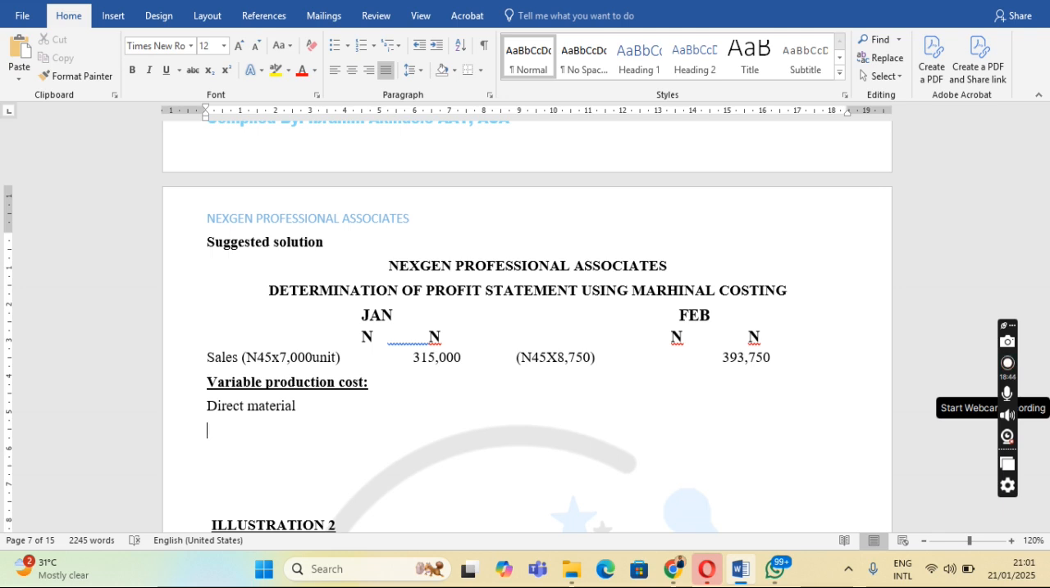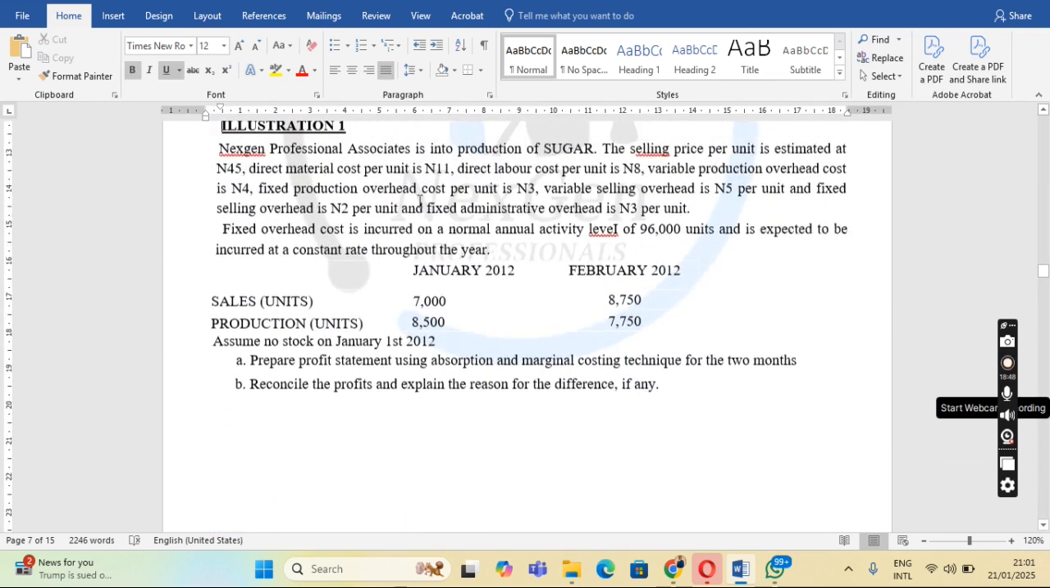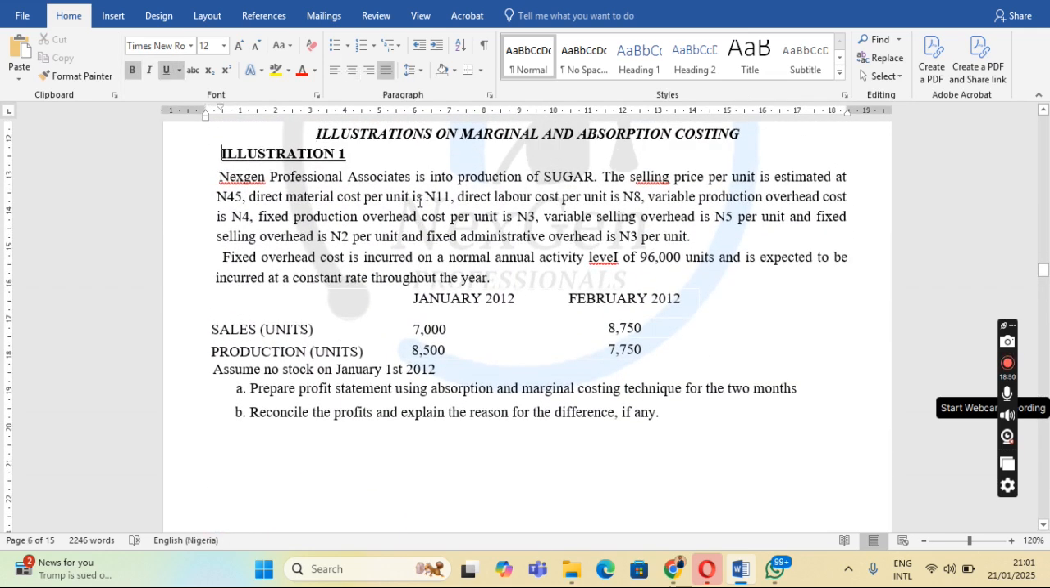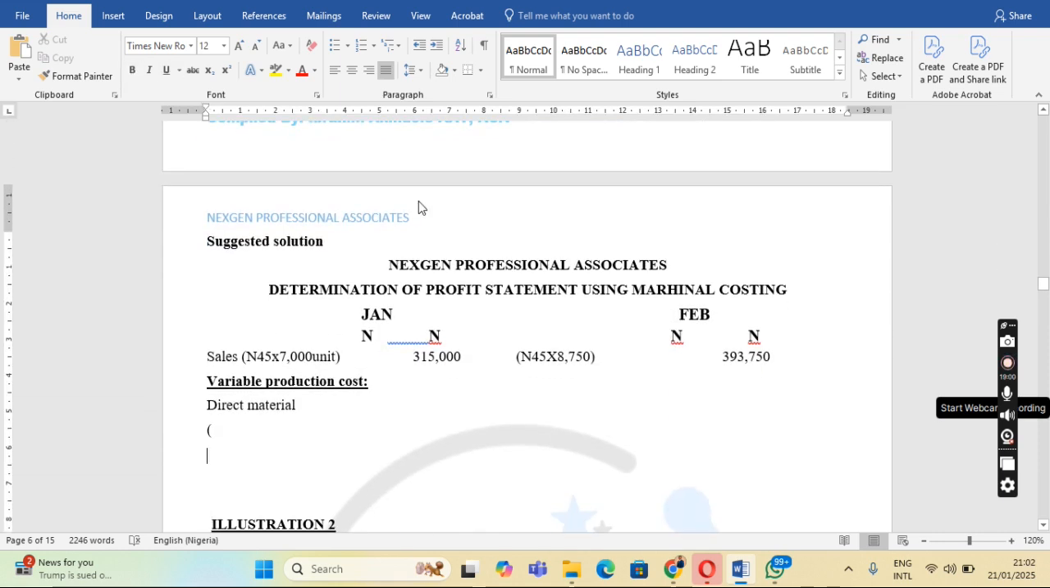Don't forget the format I gave you, right? What is the direct material cost per unit? What is the cost per unit? The cost per unit is 11 naira, class. 11 naira per 1 unit, which means per 1 unit of production, right? Now, 11 naira per unit.